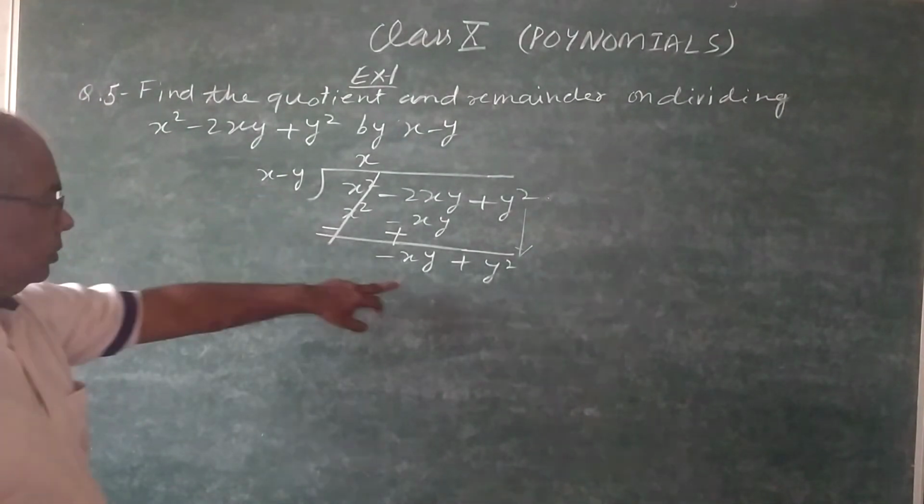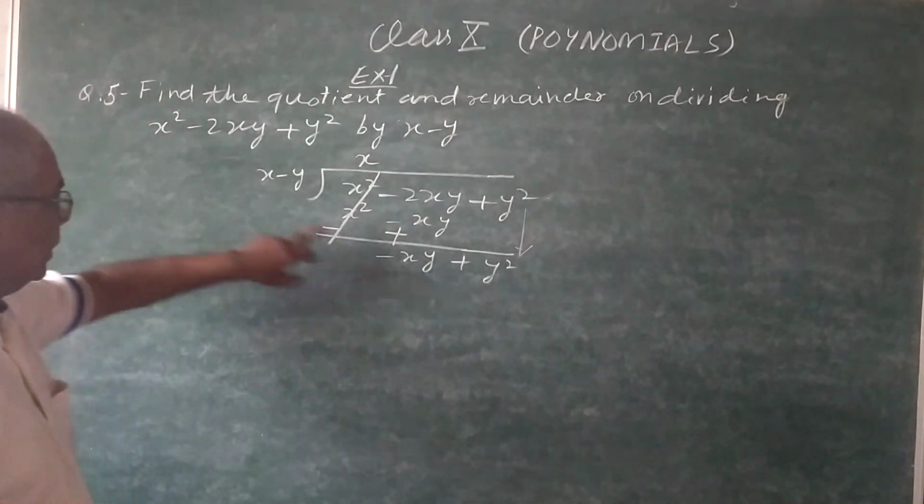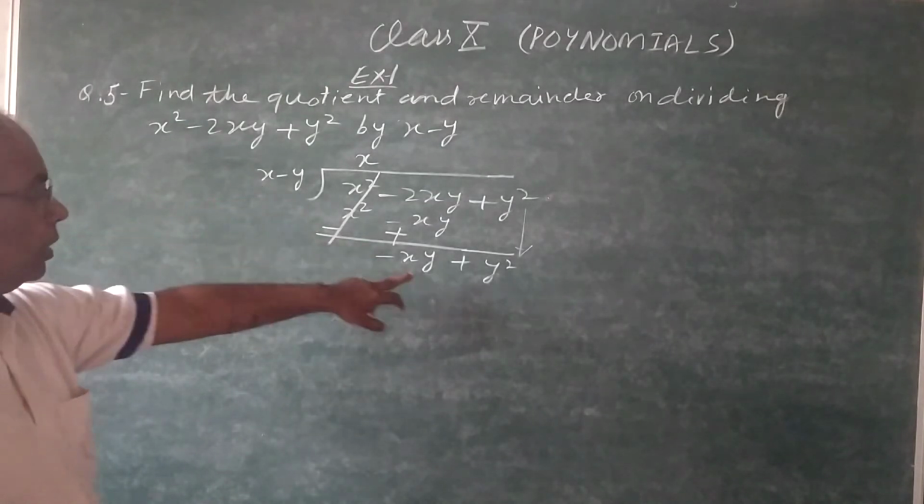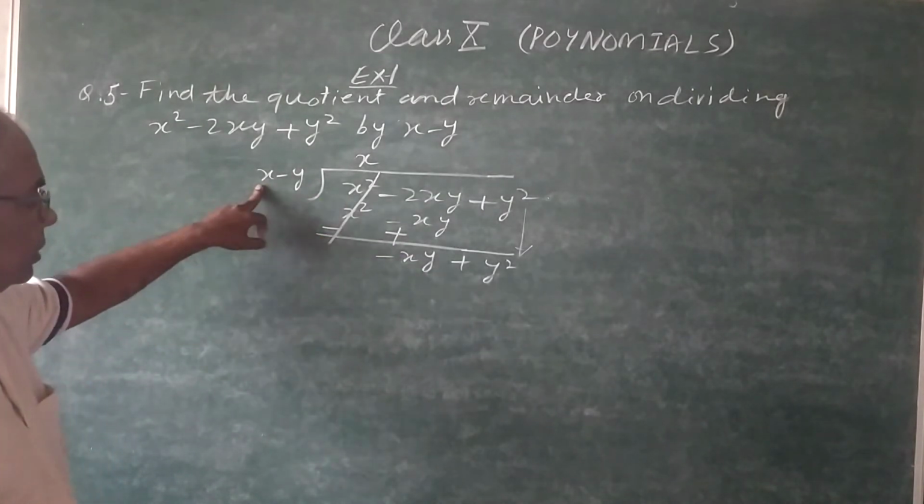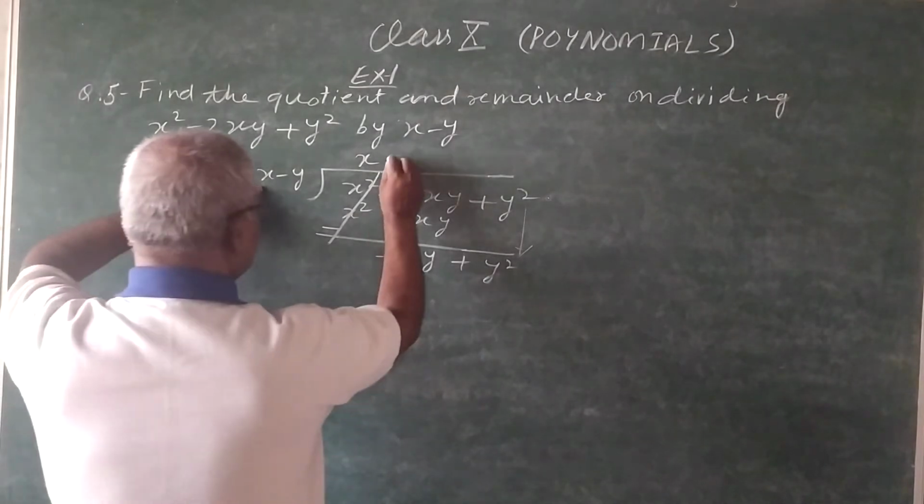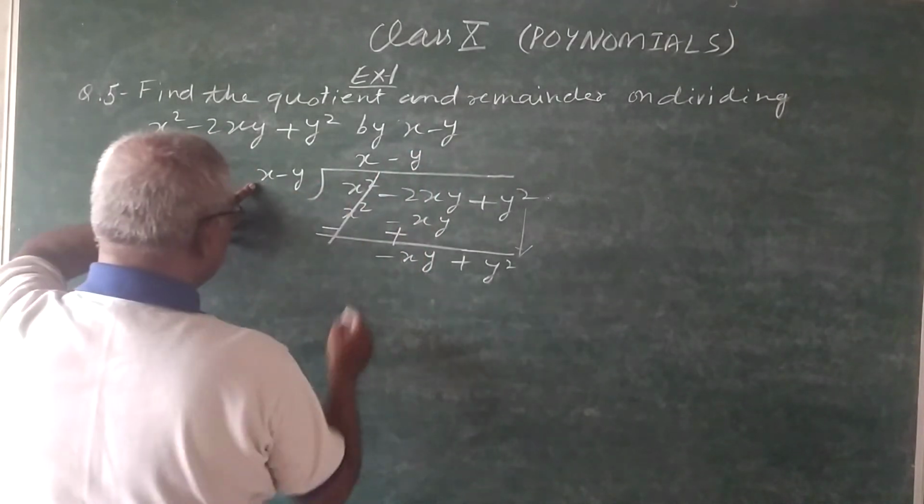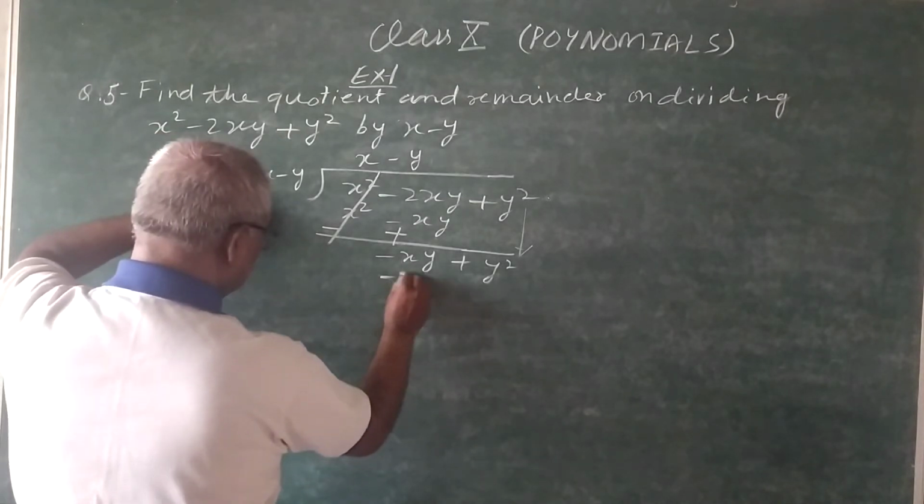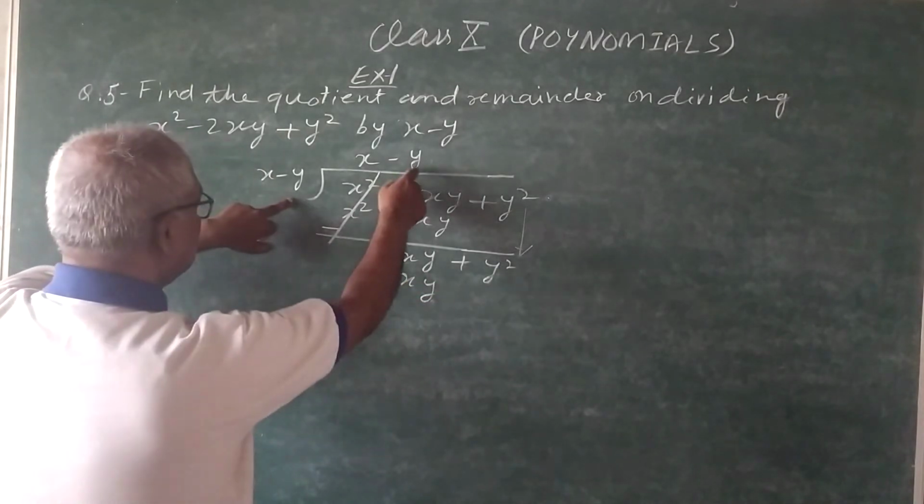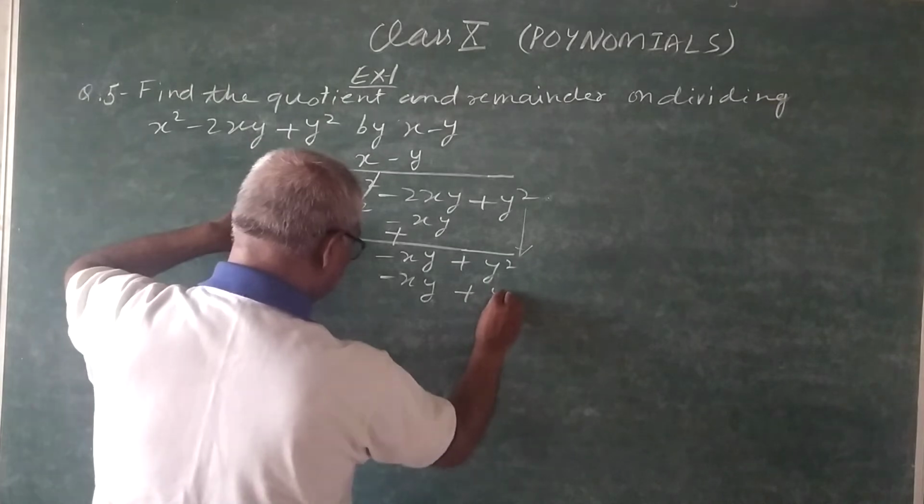Now you can see this xy divided by this x. So it becomes minus y times. Now minus y multiplied to this polynomial. So minus xy and minus plus y square.